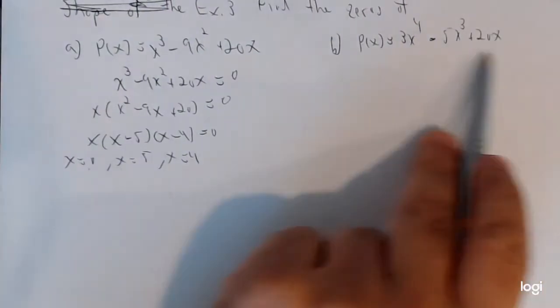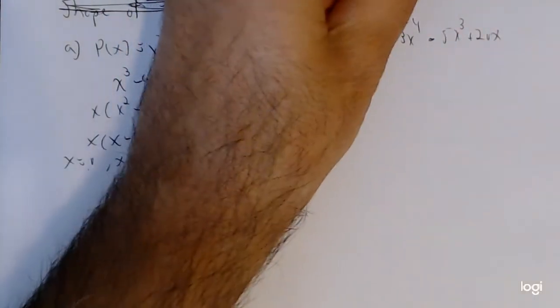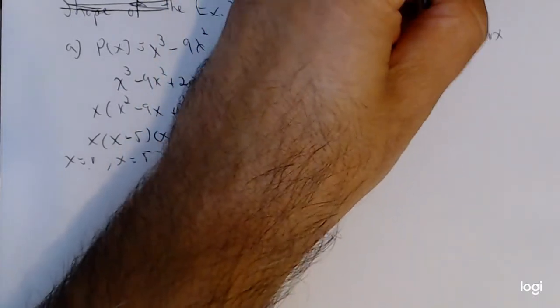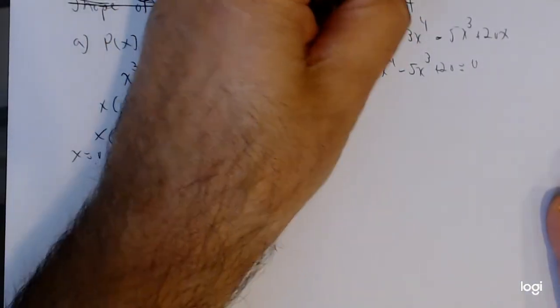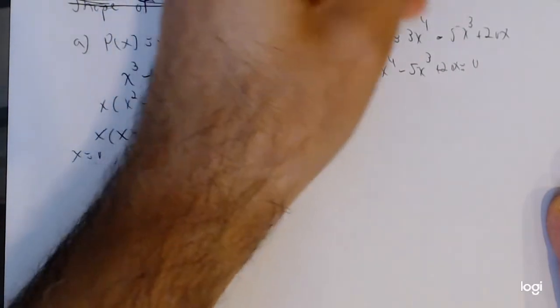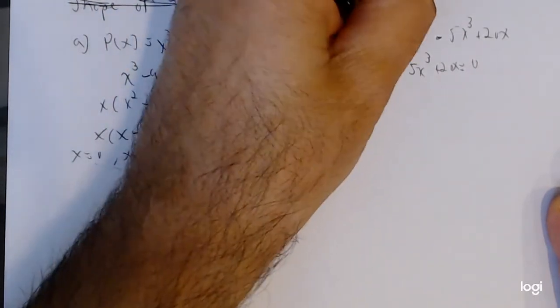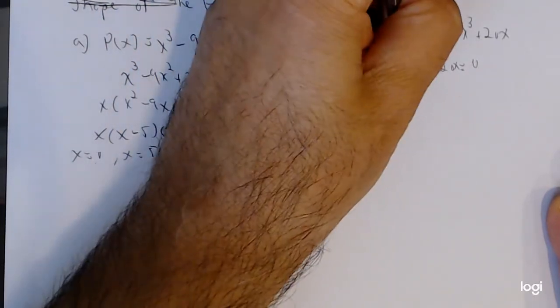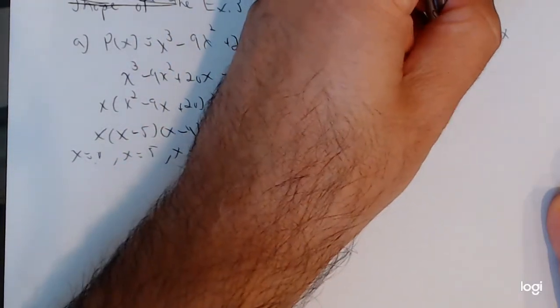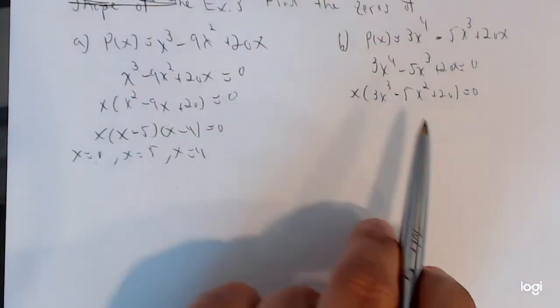Okay, now this one you might want to pause the video and do this on your own and then press play, but we're going to do the same thing. We're going to set this equal to 0. We're going to solve by factoring. So if I factor out an x, what does that give me? This gives me 3x cubed minus 5x squared plus 20 equals 0.